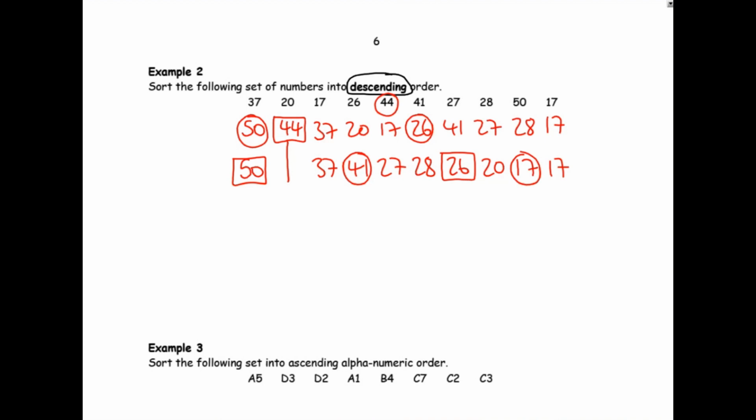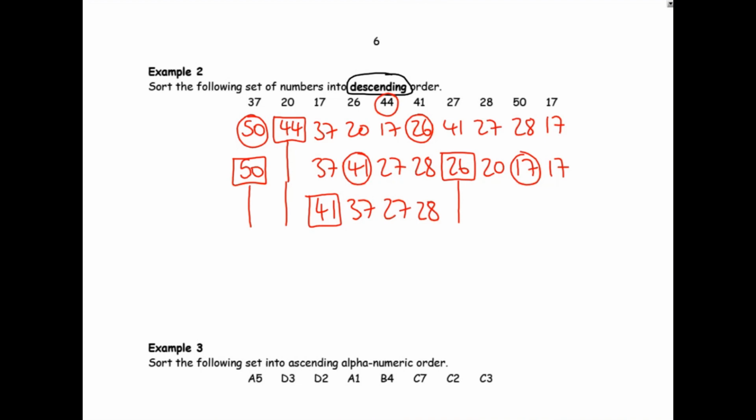On the list of 4, work my way along. Anything bigger than 41, I'll put first. Well, 37, 27, 28 are all less than 41. So 41 goes in here and is now fixed in the right position. Then everything else less than 41 stays in the same order but goes on the right. So 37, 27 and 28 go.